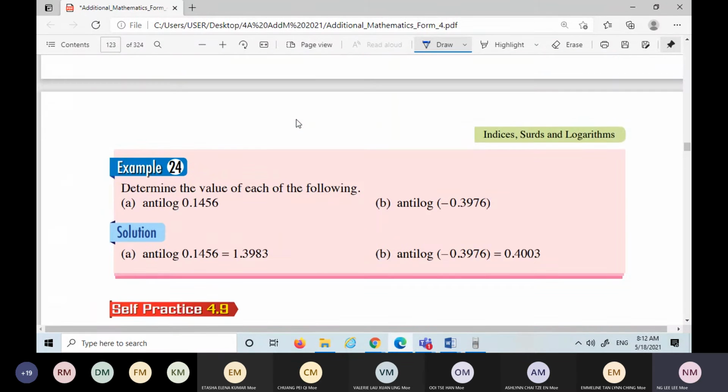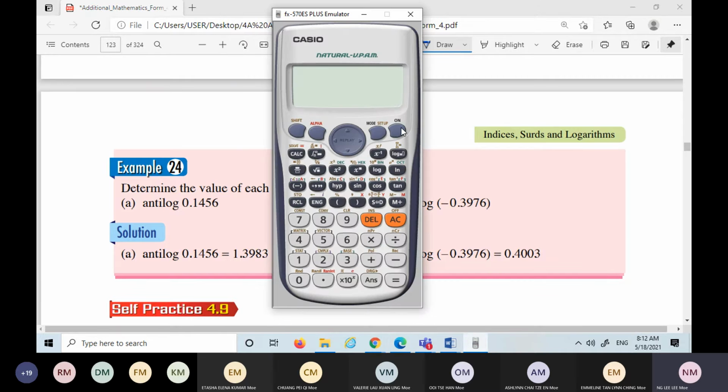One more example. Determine the value of each of the following. Find the antilog, sorry, antilog, not analog. Antilog is very simple. You just press shift, log, and then 0.1456, then answer. The other one is the same thing. Now we still have 15 minutes more, so I want to go to one more.